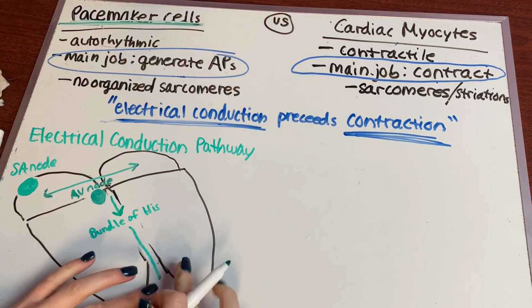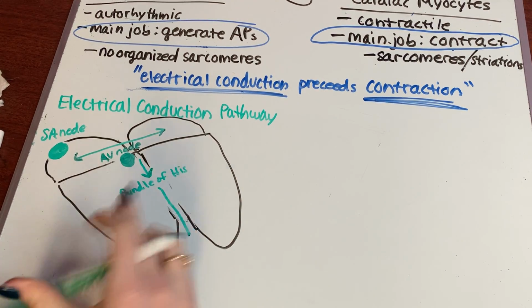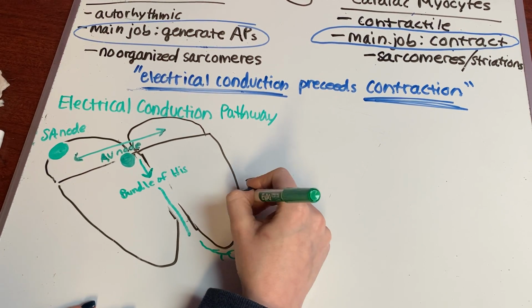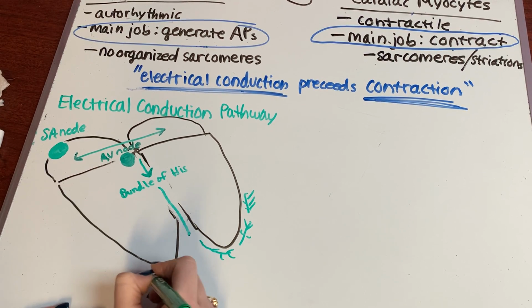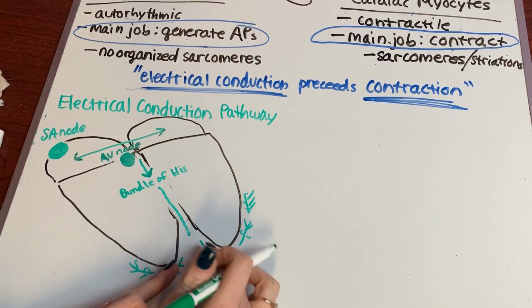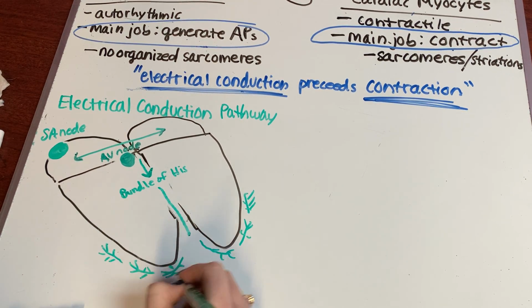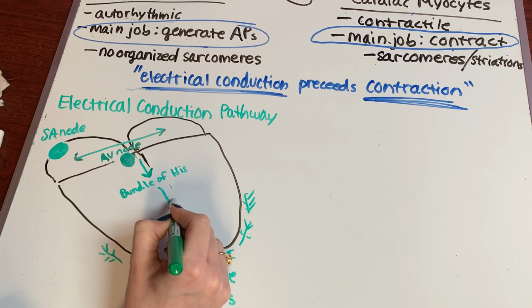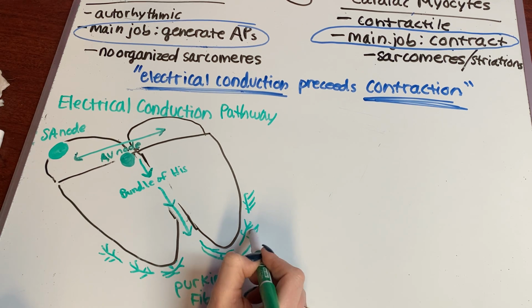And then once we get to these ventricles, we have these fibers. They're called the Purkinje fibers. And they kind of go down and around the ventricles, starting at the apex, which is the pointy end, and then going up around the ventricles. So these are the Purkinje fibers. So we just had the action potential traveling down the bundle of His. Now we're going down and around the ventricles.